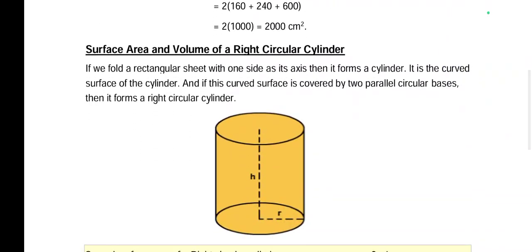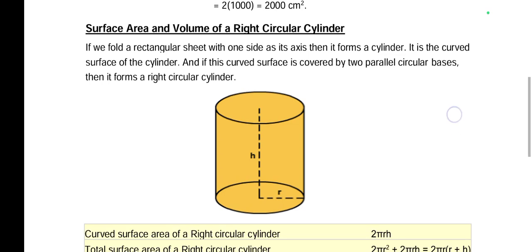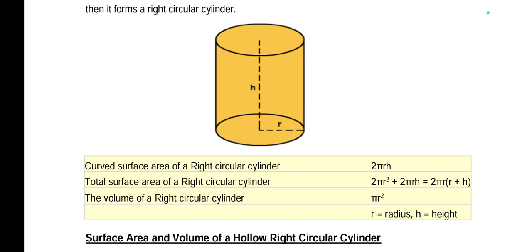The next one, which is very important: surface area and volume of a right circular cylinder. A right circular cylinder is formed if we fold a rectangular sheet with one side as its axis. It forms the curved surface of the cylinder, and if this curved surface is covered by two parallel circular bases, then it forms a right circular cylinder. How many surfaces are in a cylinder? There are three surfaces: top, bottom and curved surface.